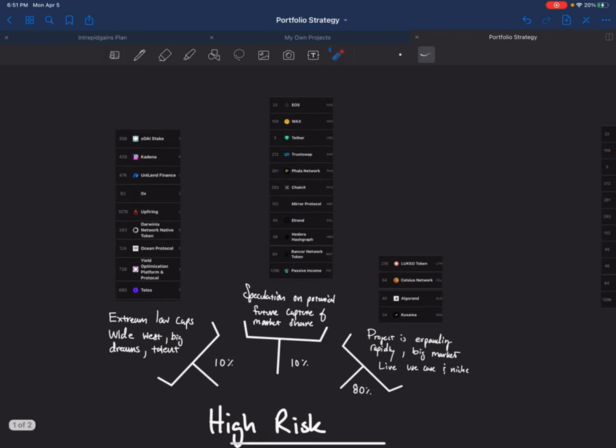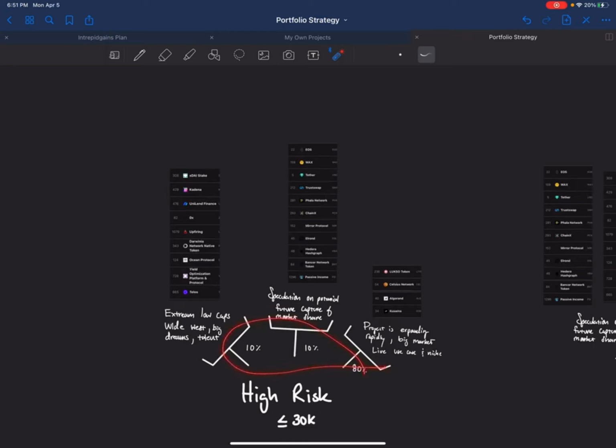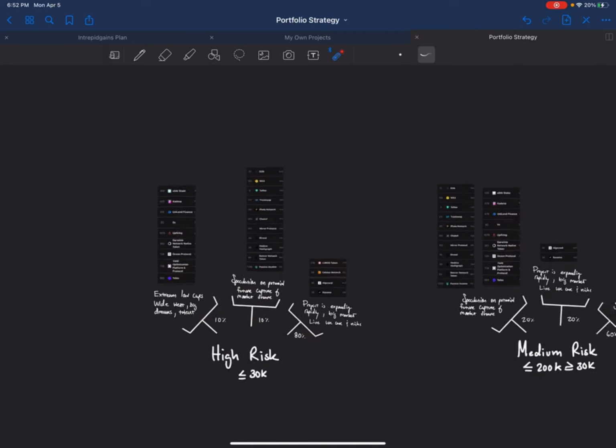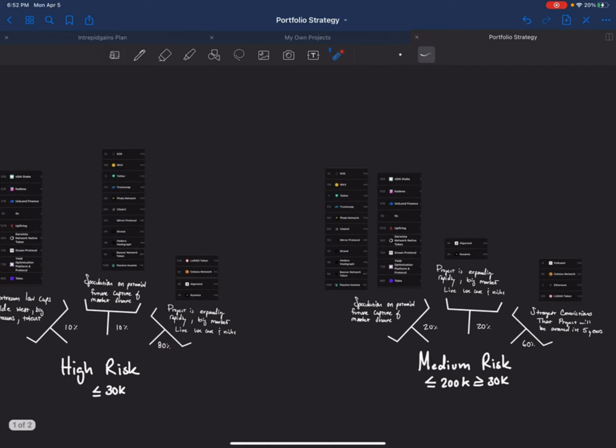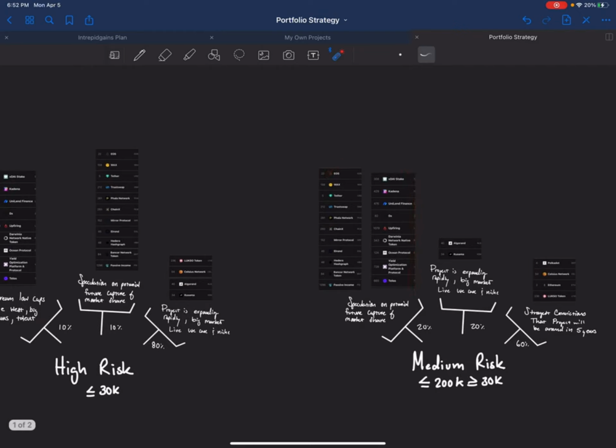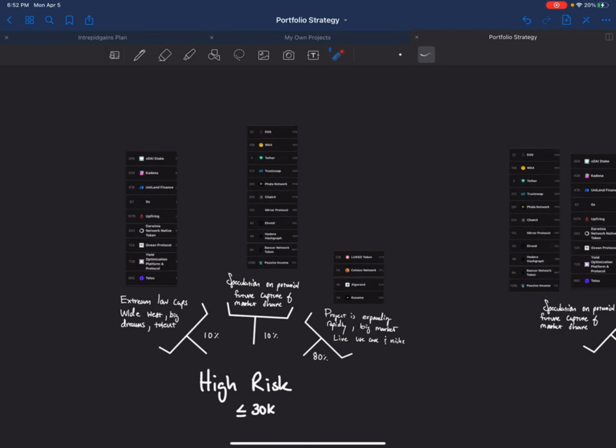Then you can see it is the Pareto principle still for the low market cap. These are just going to be the speculation on potential future capture of market share and extreme low caps. So you'd still hold 20%. Whereas in the other portfolio, you would hold 20% here, and then 20% here, right? In this one, it would be 20% and you'd have 80% focused on these. So you'd pretty much be holding double the amount of things like Algorand and Kusama.